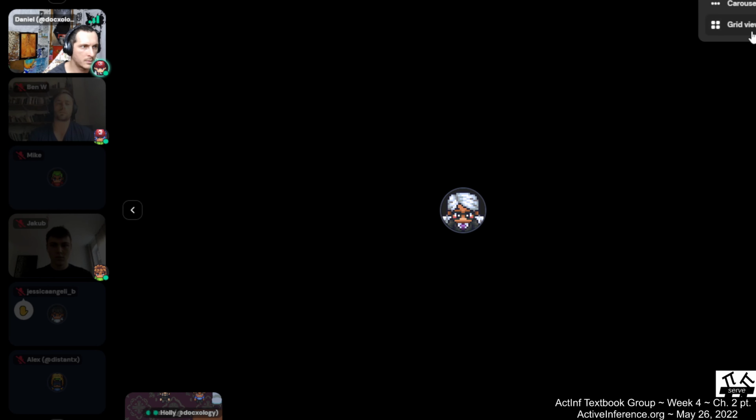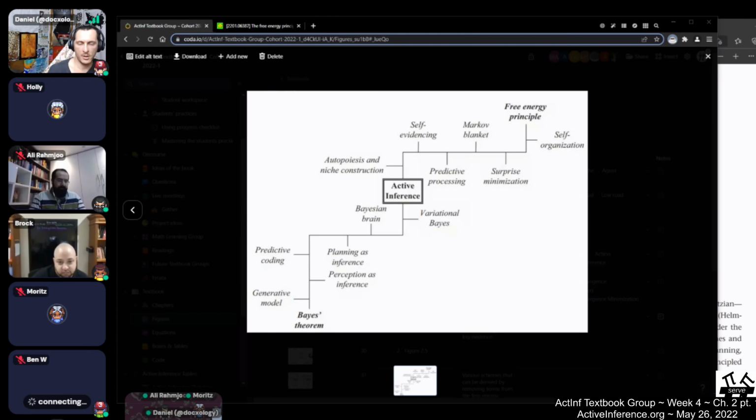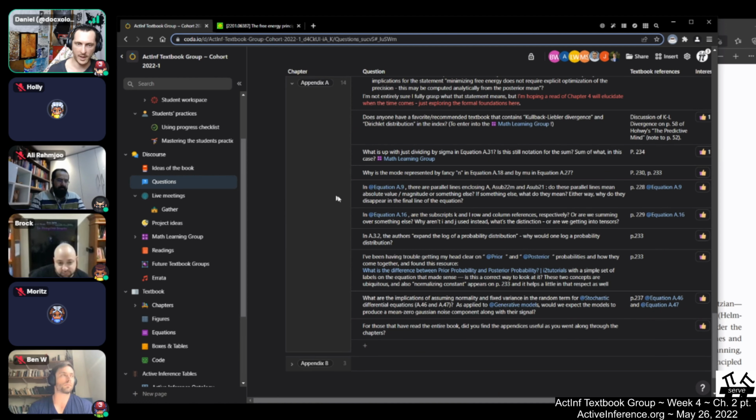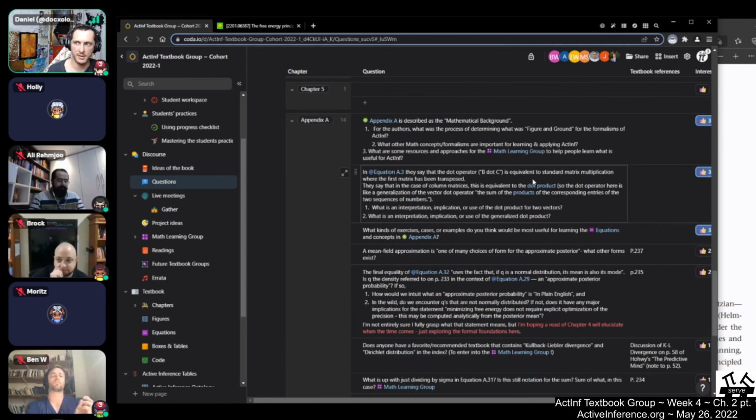Whereas the high road is kind of more about the other side of that. Okay. So we're going to be learning about the high road and the low road. Those are the two paths that are offered in Chapters 2 and 3 of the book.